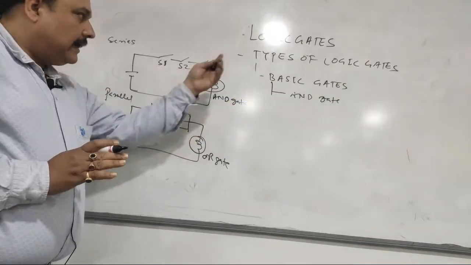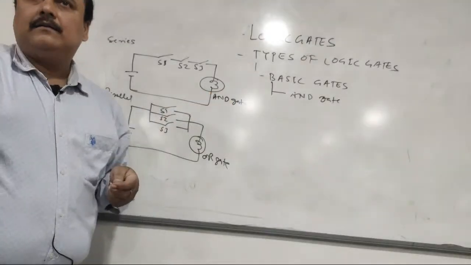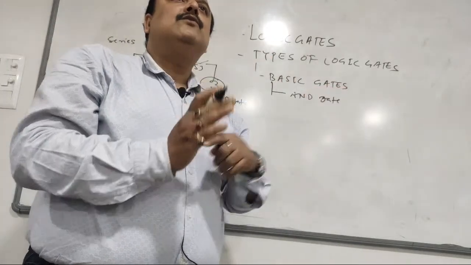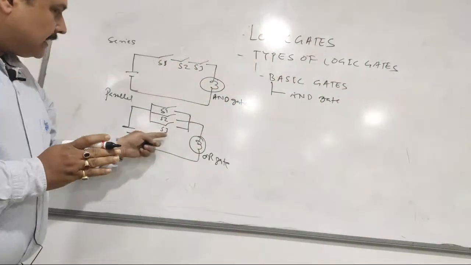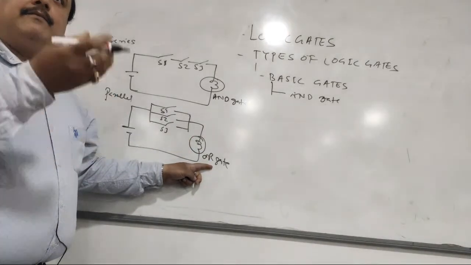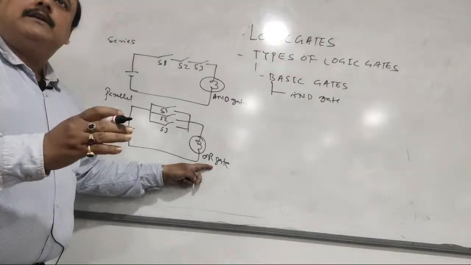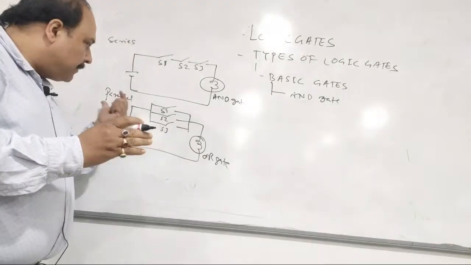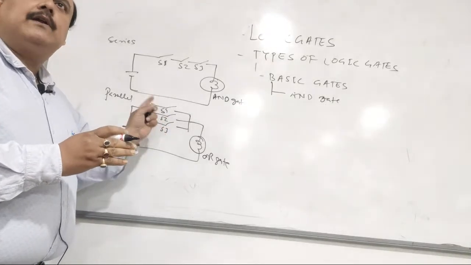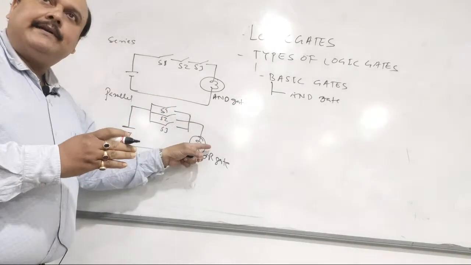In the case of a gate, we are using 1 and 0, 1 for high and 0 for low. So in this case, whenever your bulb is on, that means output is high. And whenever your bulb is off, that means output is low. So in the case of parallel, if one of the 3 switches is on, the circuit is completed and the bulb is on.